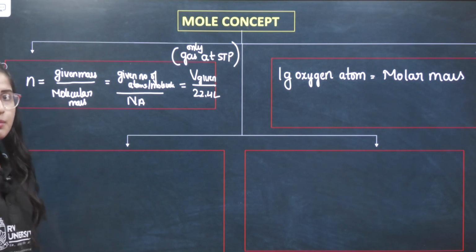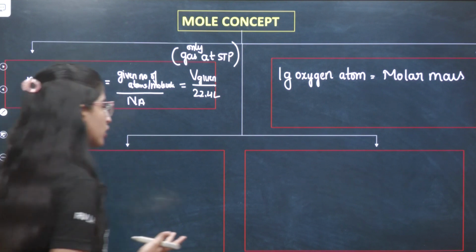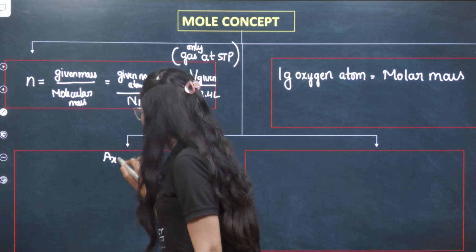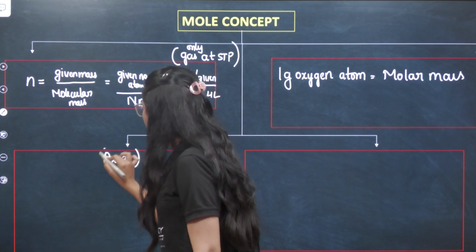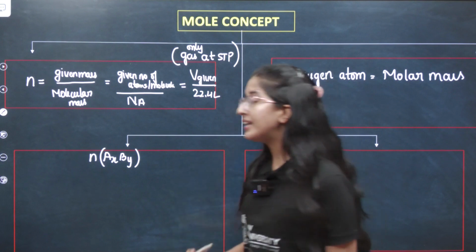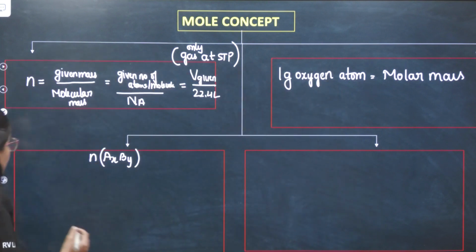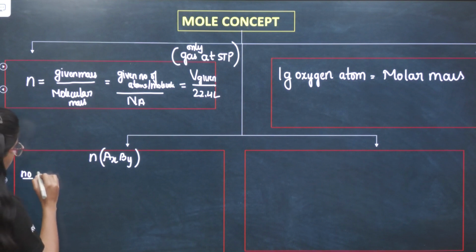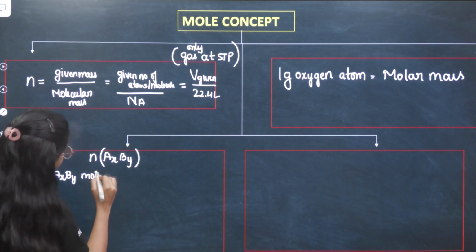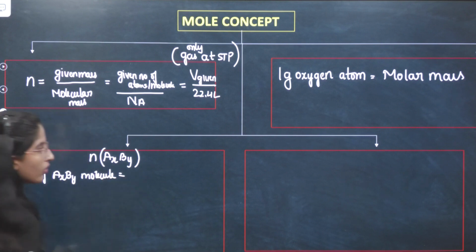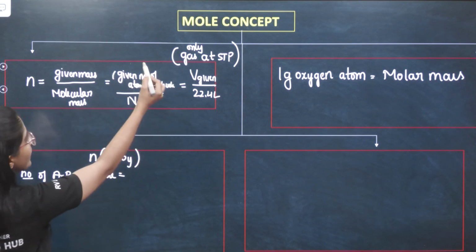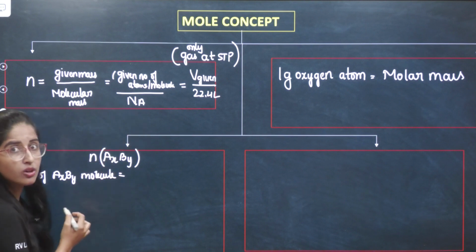Next, the third important point is, in the examination you will be given a molecule, let's say AXBY, and the moles is N moles of AXBY molecule. They might ask you the number of AXBY molecules. How many molecules are there? Then how will you do it? The number will be equal to the number of moles into Na.